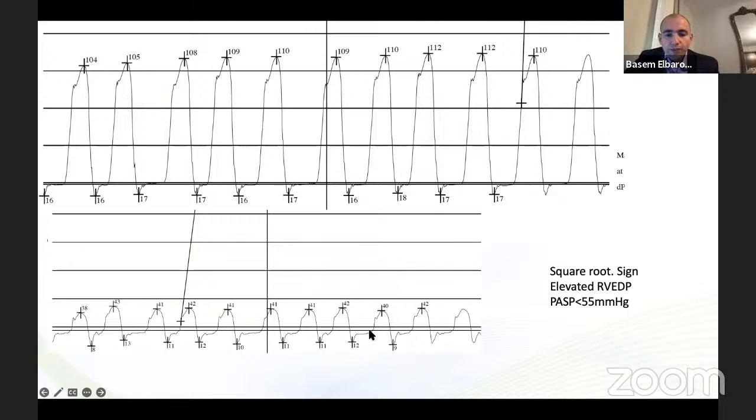Also, the right ventricular end-diastolic pressure is elevated. However, because this is not a high filling pressure in the lung circulation itself, you don't get an elevated pulmonary arterial systolic pressure. It should not be more than 55 millimeters of mercury. If it's 60 or 70, you have to think about restriction instead of constriction.